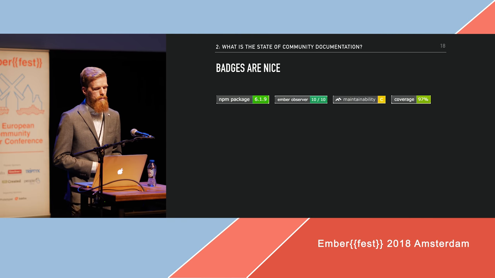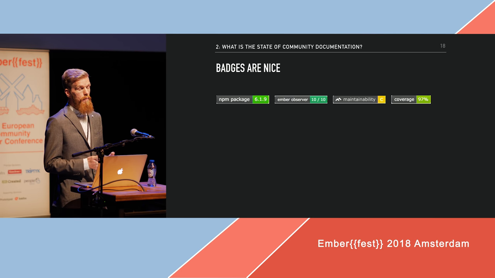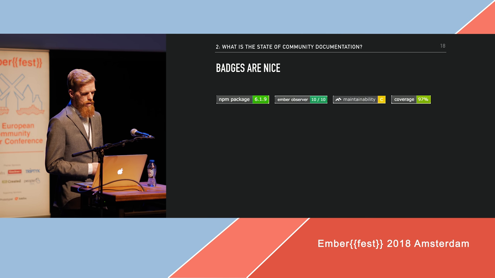Badges are super nice. You can easily see with the NPM package badge, which version is the latest. If you've ever upgraded a dependency, it can sometimes be a bit annoying figuring out, well, which version should I upgrade to? And then you perhaps find the release tab on GitHub and hope it works like that.